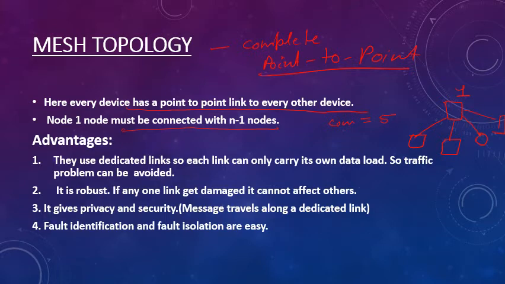So if node 2 is there, then it must be connected with system number 1, system number 2, system number 3 and system number 4. So one computer is connected with all other computers. So that's why it is known as a complete. Means every computer is connected with all the nodes or all the computers or all the devices present on a network.